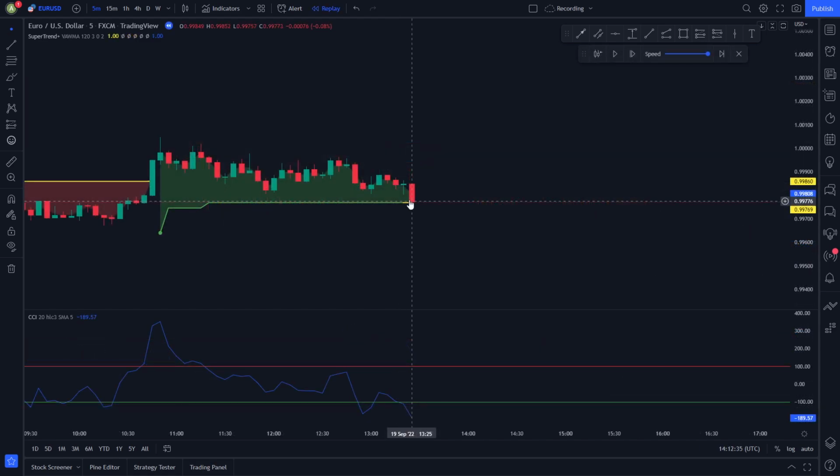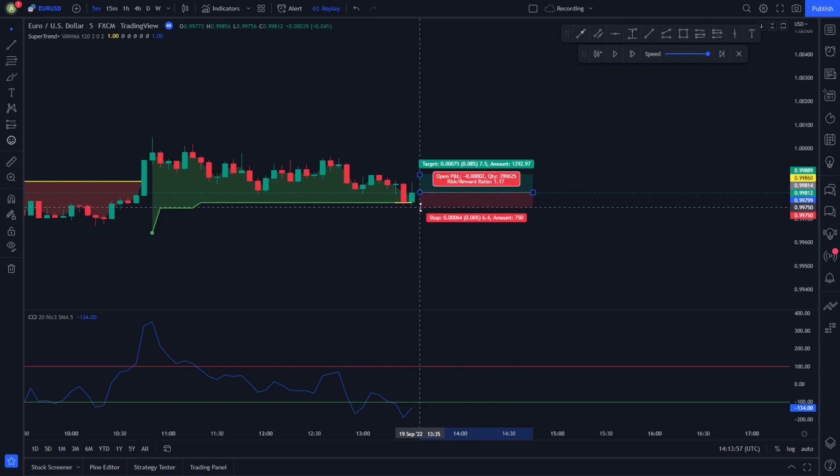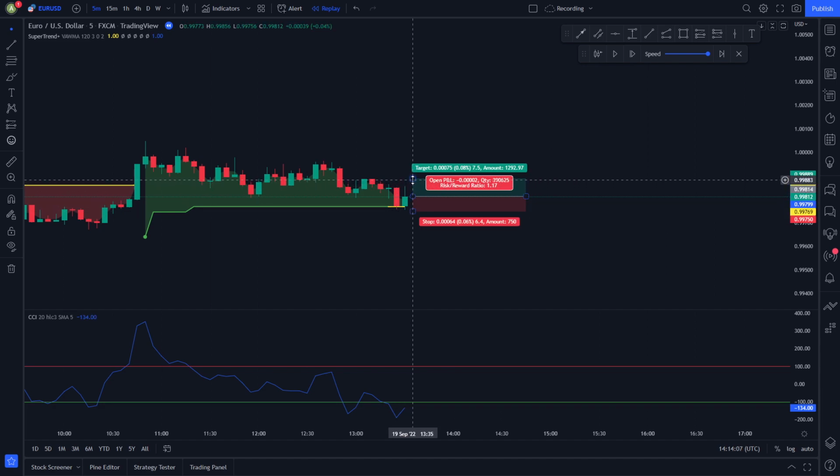Once the price pulls back to the supertrend line, and the CCI indicator is under the green line, which means it's being oversold, we wait for a candle to close above the yellow line, and that's going to be our entry signal. This candle closed above the yellow line, so we enter a long position. We set our stop loss a bit under the yellow line, and we set our take profit target at 1.5 times the risk.